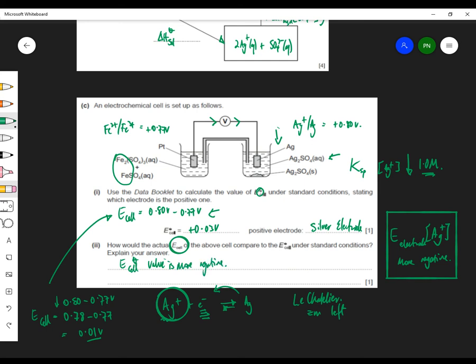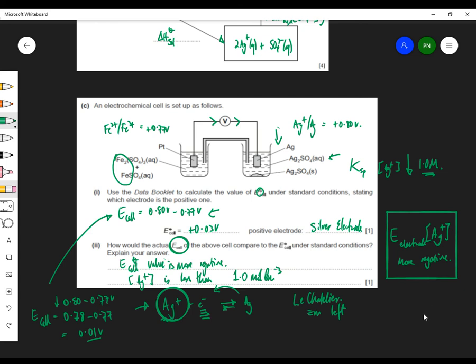Negative, because why is it? Well, I'm looking at the answer scheme. It's not very convincing because the Ag+ is less than one mole per decimeter cubed. But we knew that, didn't we? We did it a much more clever way because of Le Chatelier, and more silver atoms change to silver ions, making the electrode more negative.